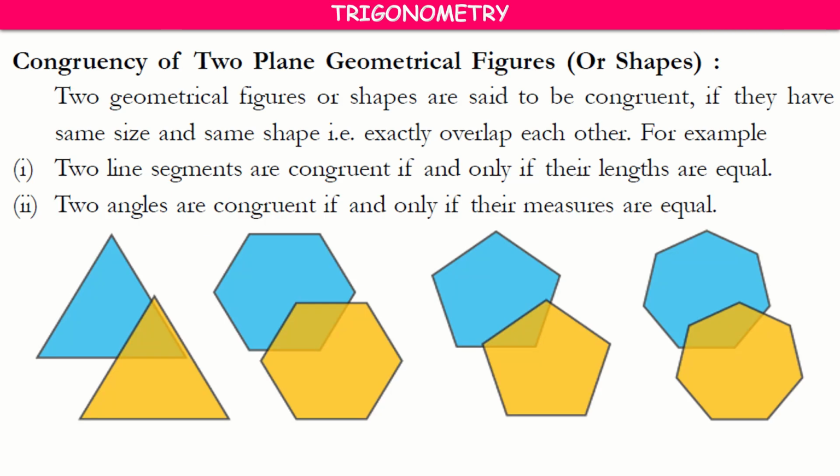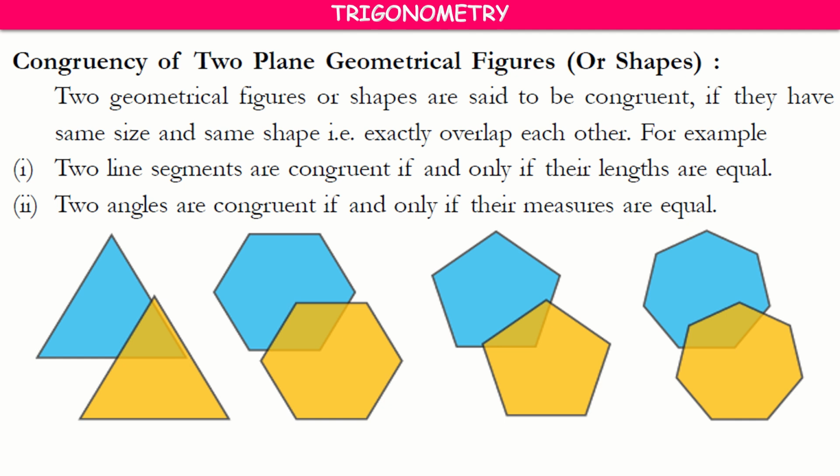Next, we come to the congruency of plane geometrical figures. What is congruency? Congruency is nothing but two figures or shapes are said to be congruent. So when can we say two figures or shapes are congruent? If they have the same shape and same size. Same shape and same size is nothing but exactly overlapping.